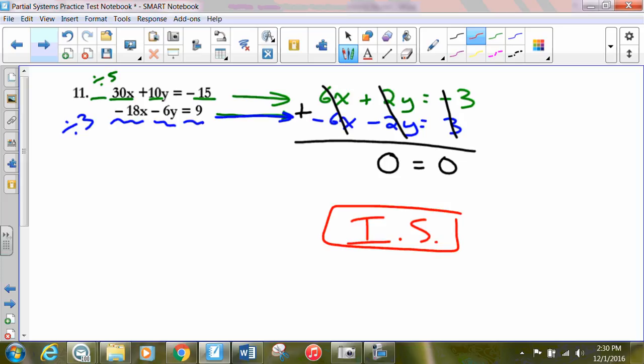That means if we graph these two equations, their lines would actually be the same exact line. They would share every single one of their points. There would be an infinite amount of points that they would share. That's why the solution to this system of equations is infinite solutions.